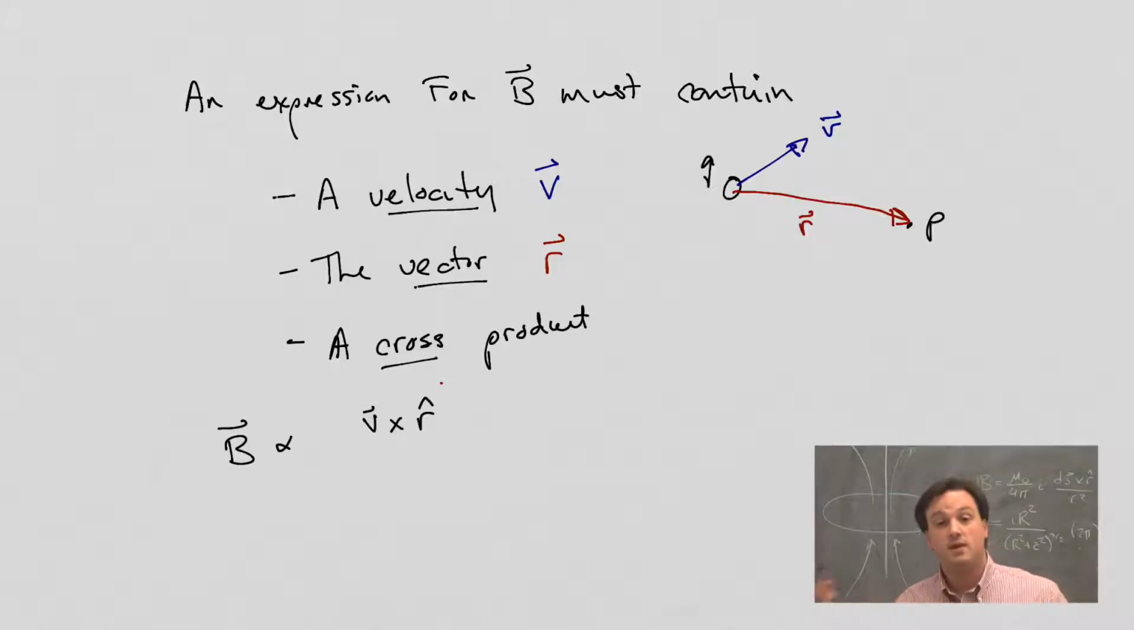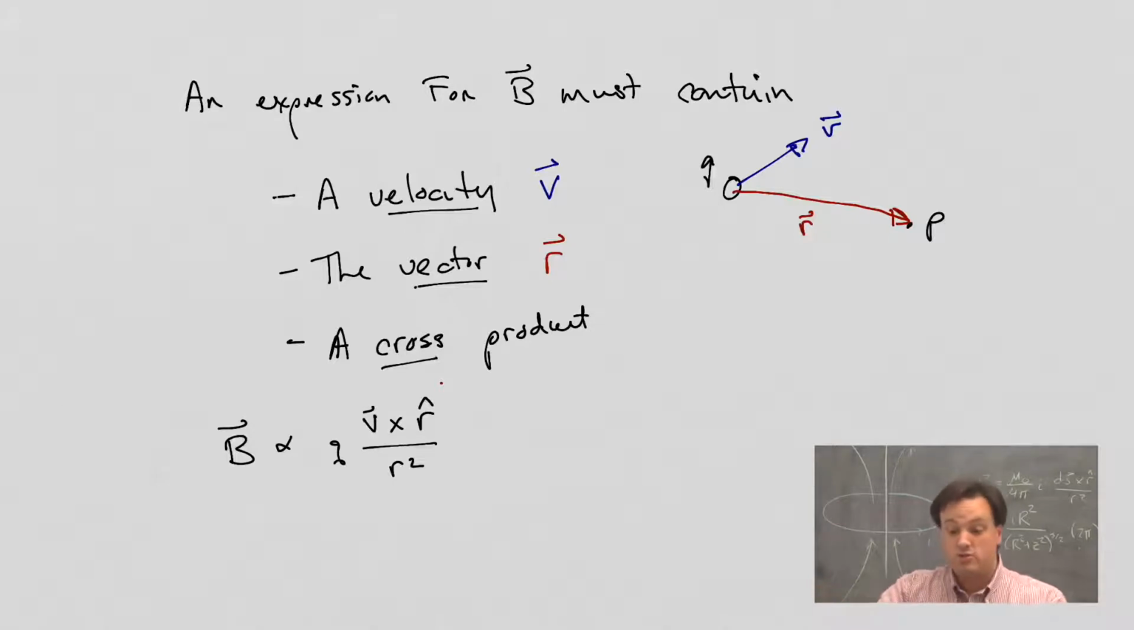But it's got to be either v cross r or r cross v, but it turns out to be v cross r, divided by r squared. Now, of course, I'm going back to that definition of r hat, which is the r vector divided by its magnitude, and then probably proportional to the size of the charge that's actually moving.